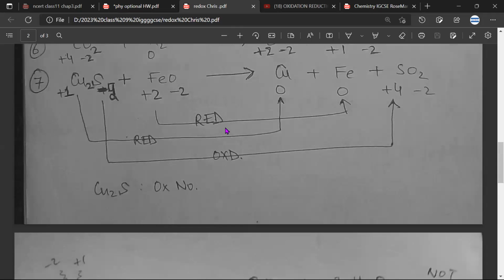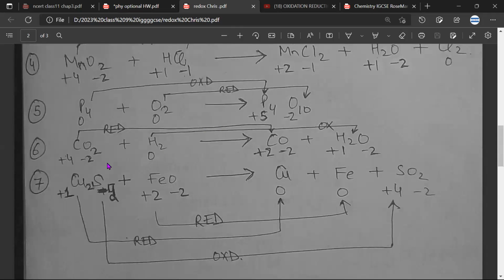Let me pick another simple example. CO2 plus H2 gives carbon monoxide plus water. Here also, oxygen has an oxidation number of -2, so carbon will have an oxidation number of +4. So carbon goes from +4 on the left hand side to +2 on the right hand side. The oxidation number is decreasing.